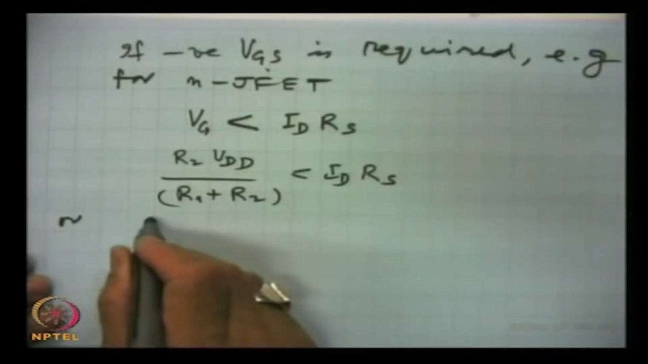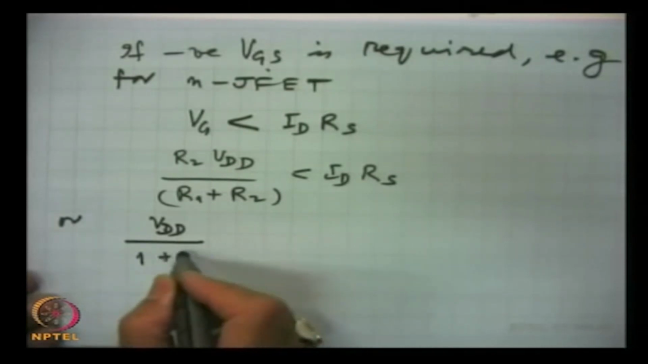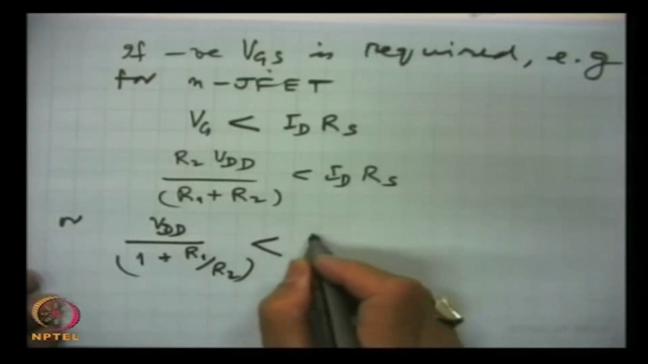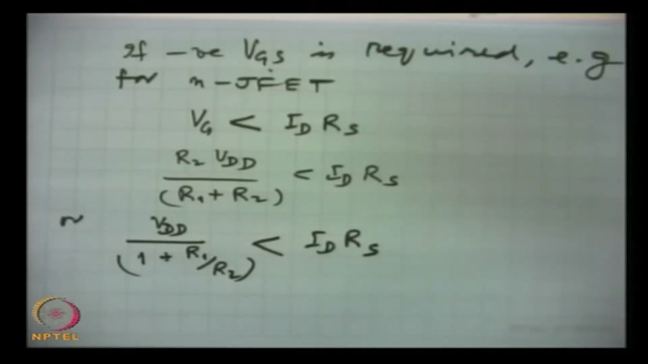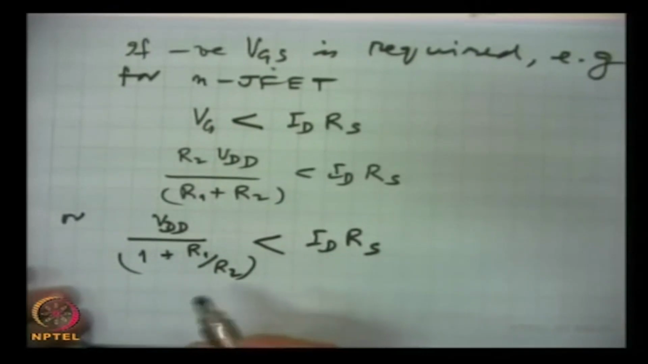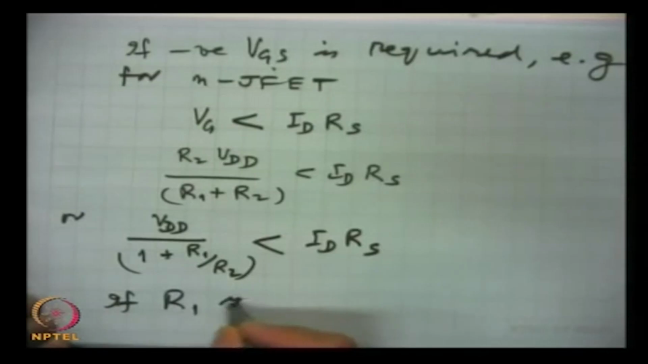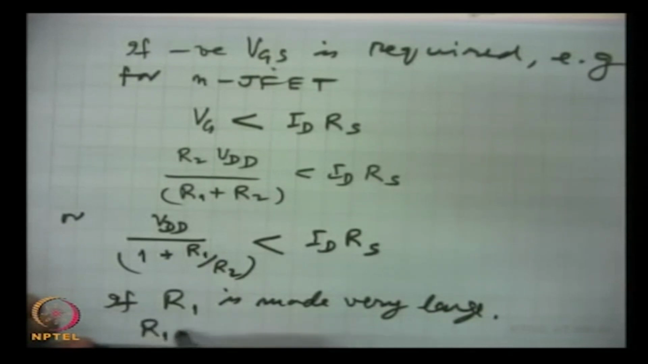or VDD by 1 plus R1 by R2. This has to be less than ID RS. This inequality can be satisfied if R1 is very large. If R1 is made very large, and in the limiting case R1 can be infinitely high.